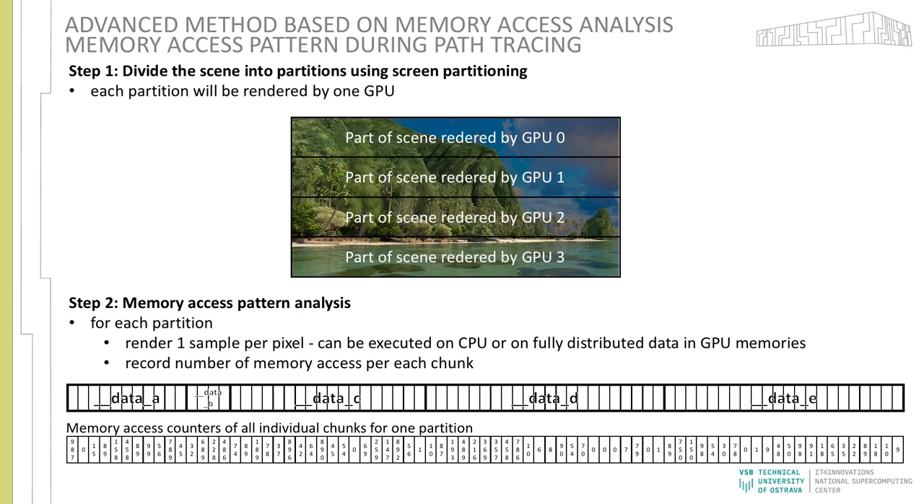This step is performed for each partition independently, and it can be done either on a CPU with enough memory or on multiple GPUs where all chunks are fully distributed in a round-robin fashion. The output of this analysis is an array of memory access counters, one counter per chunk per partition.